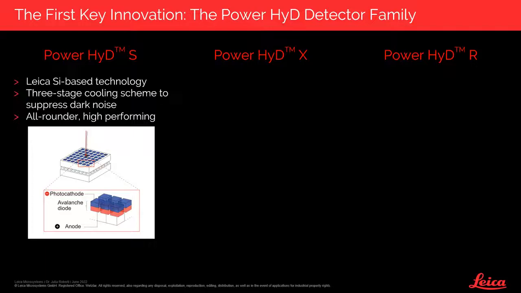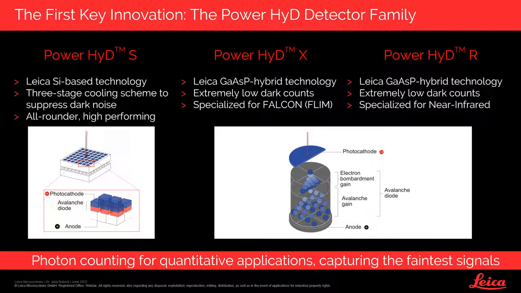Now let's move on to the other members of the family of detectors on STELLARIS. We have the Power HyD X and the Power HyD R. These two detectors are based on hybrid detector technology. So we have here a photocathode front plate, that is gallium arsenide phosphide for HyD X, and extended red gallium arsenide phosphide for HyD R. And they are coupled to an avalanche diode.